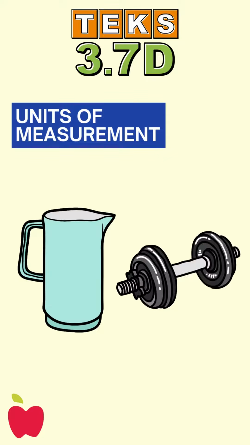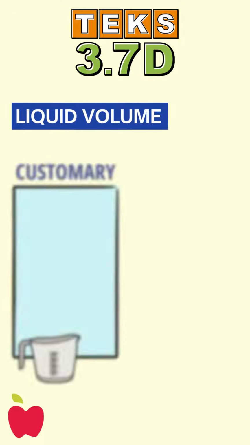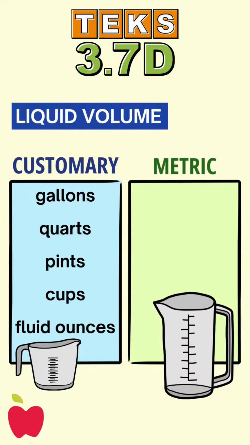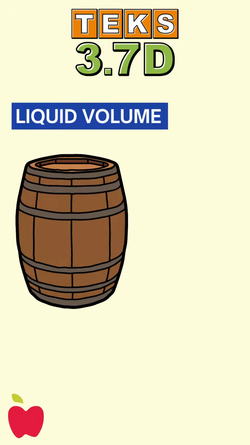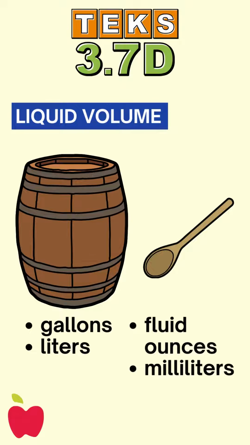So we need different units to measure volume and weight depending on what we're measuring. Let's take a look at the different units we use to measure volume and weight. We have two kinds of units, customary and metric units. When we measure liquid volume in customary units, we use gallons, quarts, pints, cups, and fluid ounces. For metric units, we use liters and milliliters. So if you're measuring a large container of liquid, you might use gallons or liters. For smaller amounts, you might use fluid ounces or milliliters.